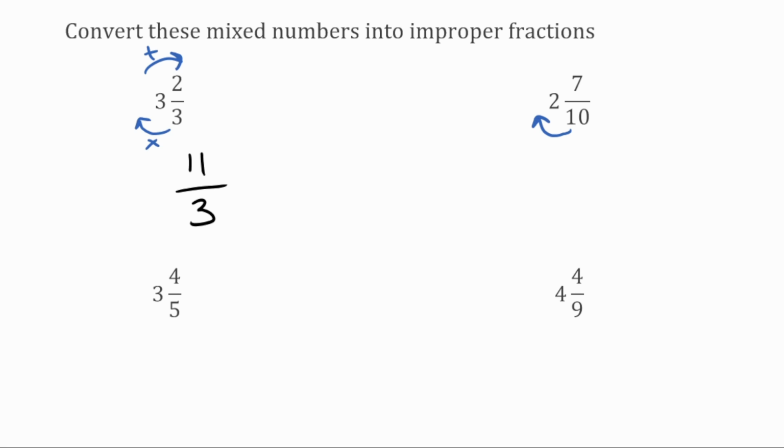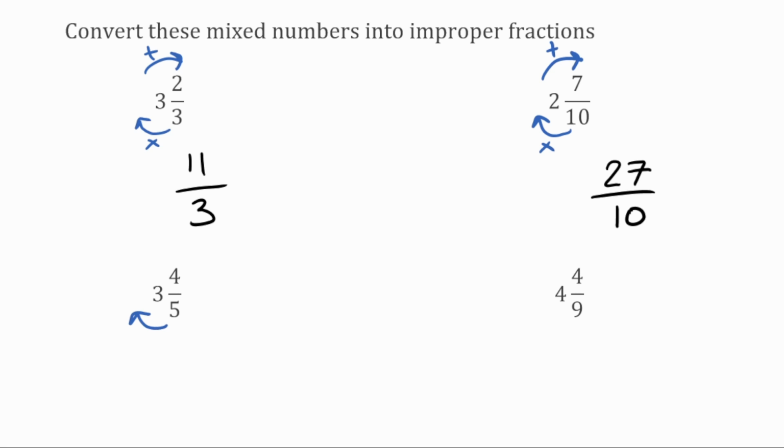We're going to do the same thing again for the next one, multiply these parts, and then add on the numerator. So again, my improper fraction is going to be out of 10. So we do 10 multiplied by 2, which is 20, add on the 7 is 27. So that one would be equivalent to 27 over 10.